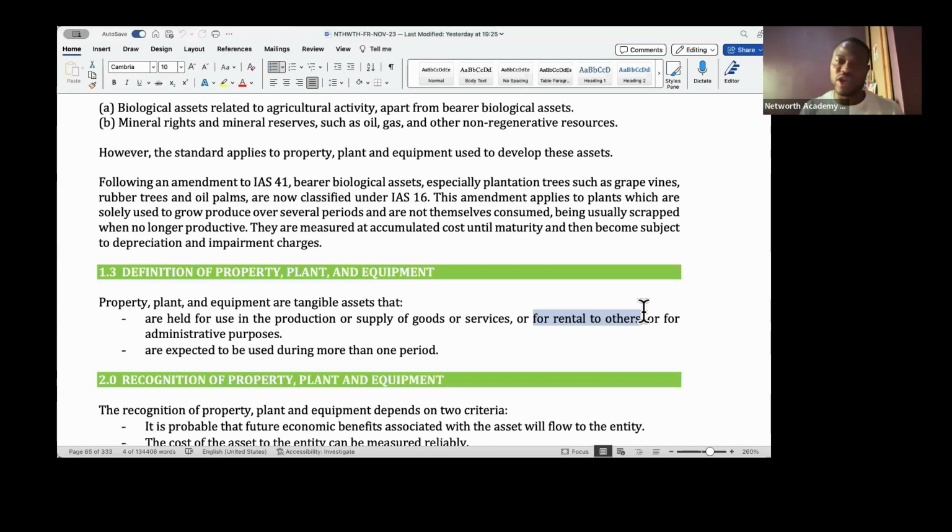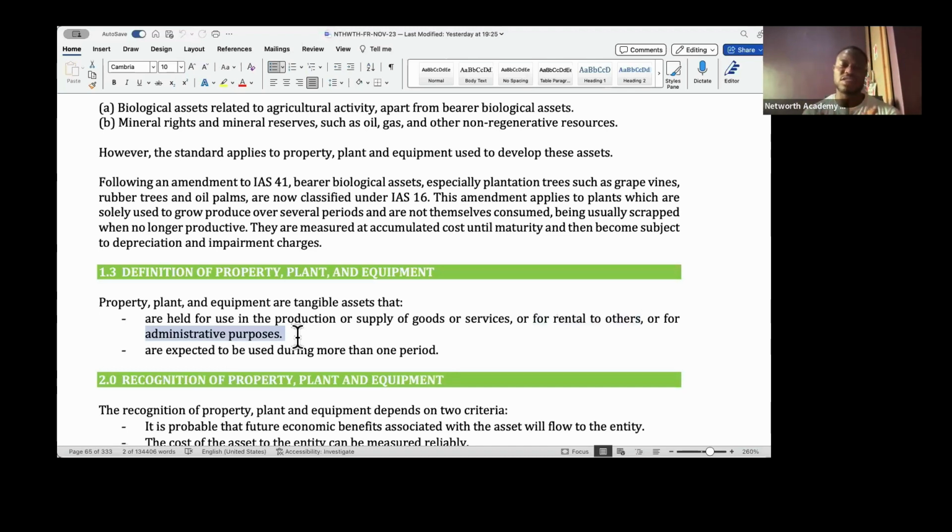Or there are some people that used to go and rent, sorry to say, for the ladies, wigs, for example. Now, the person that has that wig renting it to others, to him in his books, is PPE. So any item or asset that the purpose of holding it is that you want to rent it to other people and be making money, that item to you is PPE. Or for administrative purposes, if you are holding an item of asset for administrative purposes, that also will be PPE.